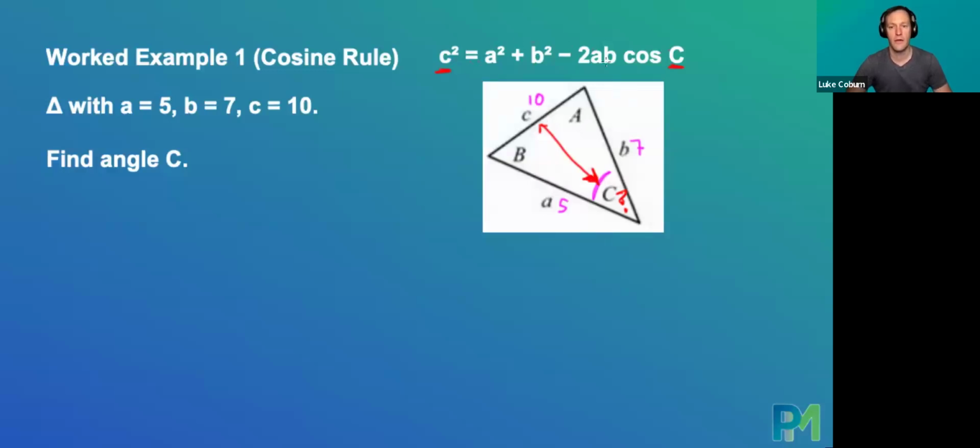So we're doing this question, and we went and labeled this sort of stuff. This is enough for 3 marks out of 10. Okay, but now let's have a look at the next stage. So I have C is 10. So 10 squared is equal to a squared, 5 squared, plus b squared, 7 squared, minus 2 times 5 times 7 times cos of C.